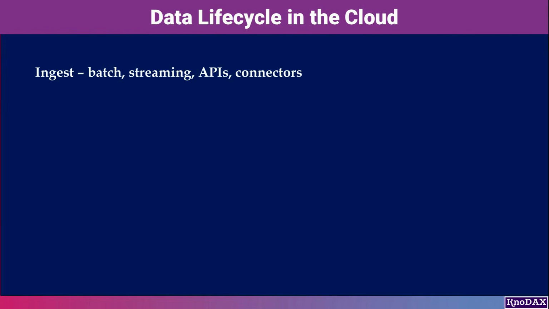Now that we understand the core responsibilities of a data engineer, let's place those responsibilities within the broader data lifecycle, specifically how it plays out in the cloud. Every modern data platform follows a similar set of stages. AWS provides purpose-built services for each one. We begin with ingestion, which can happen through batch uploads, real-time streaming, APIs, or third-party connectors. This is where data first enters the ecosystem.